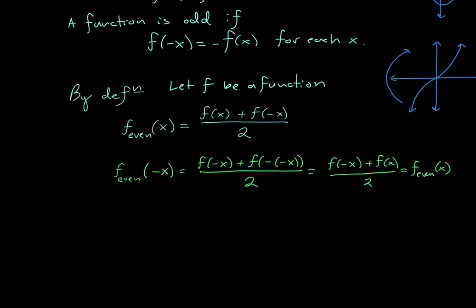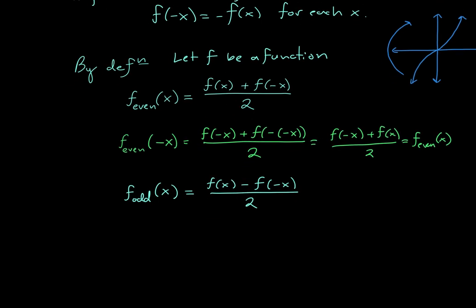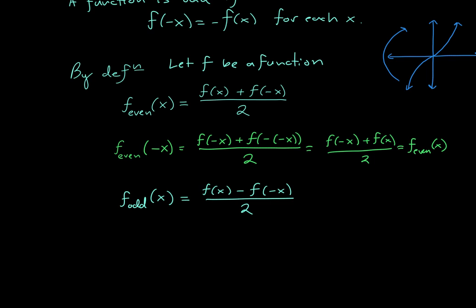There is an odd part. F odd of x is equal to f of x minus f of negative x. And let's see if this works. Then, if we were to dissect f odd of negative x, by definition, a function is odd if f of negative x is equal to negative f of x. So this hopefully is equal to negative f odd of x. Let's find out.